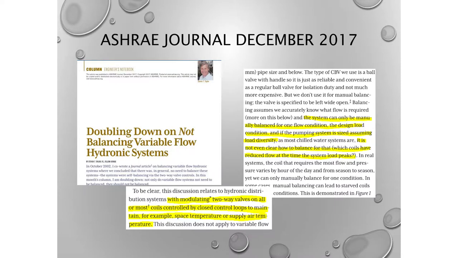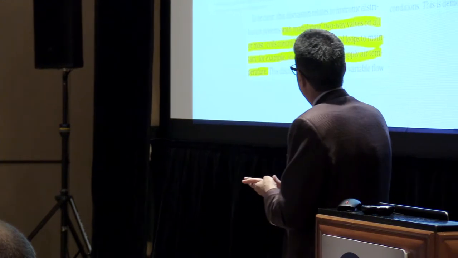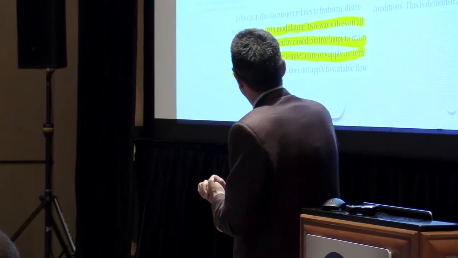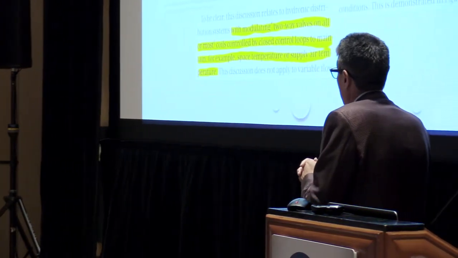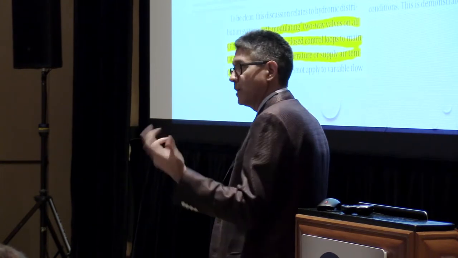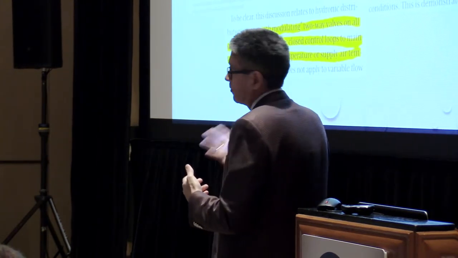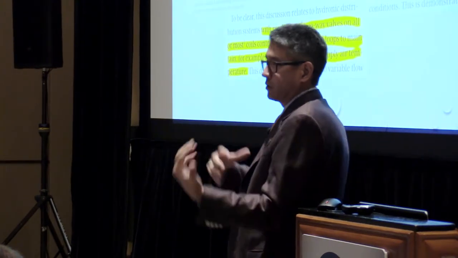Recently, you might have just seen an article in ASHRAE. Stephen Taylor put it out there, December 2017, "Doubling Down on Not Balancing Variable Flow Hydronic Systems." In essence, if you read the article, he's got a bunch of great caveats. And the one thing that I love, the first clarification: to be clear, this discussion relates to hydronic distribution systems with modulating two-way valves on or at most coils controlled by closed control loops to maintain space temperature or discharge air temperature. So he starts getting all his caveats in, then he starts going through and saying where it's not good to do it, okay?